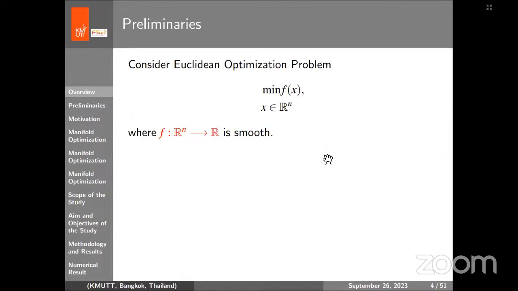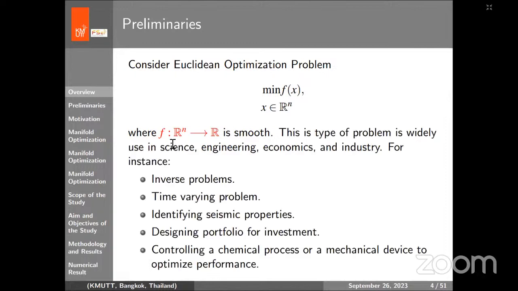Now consider the problem: minimize f of x subject to x belongs to Rn. This is an unconstrained optimization problem in Euclidean spaces, where the assumption is that f is smooth. If f is smooth and differentiable, we have algorithms like the gradient algorithm, the steepest descent method, and conjugate gradient methods, in order to find the minimizer of the problem.